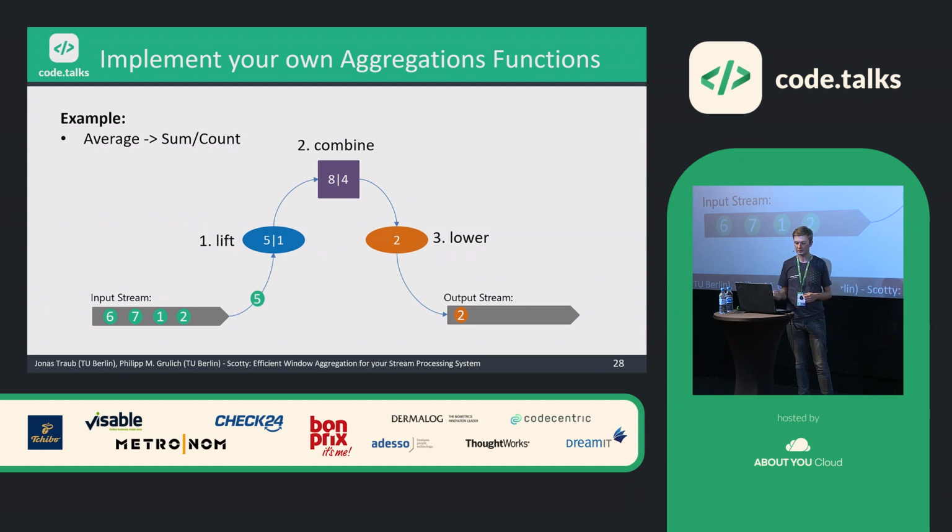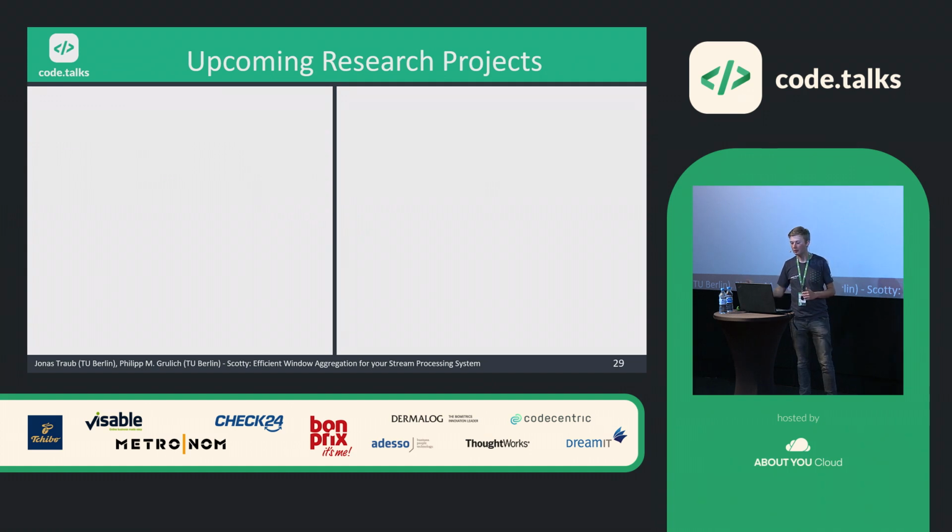So when you just implement the 3 functions, you can basically introduce new aggregation functions to Scotty and then benefit from all the pre-aggregation sharing of Scotty and the performance benefits. So to wrap up, Jonas will now present some of our current projects in our research group.